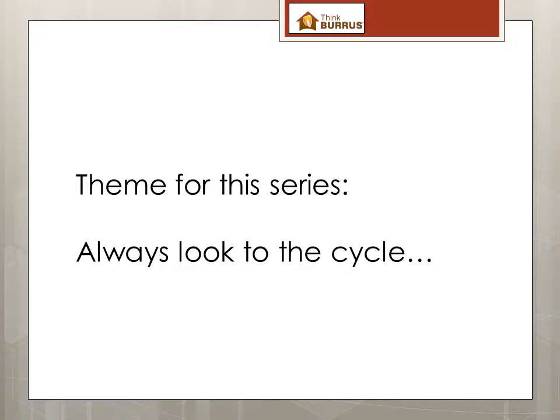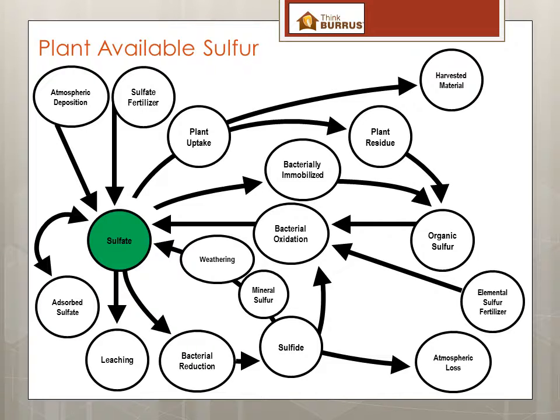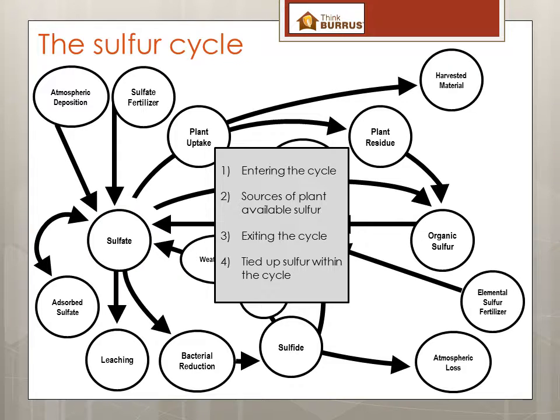Our theme for the series remains the same. It's always look to the cycle. The reason we say that is many of the questions we have with sulfur can be answered very simply if you just look at the soil sulfur cycle itself. This is that cycle we just alluded to. You can see sulfate is highlighted in green. There's a bunch of different pieces to that cycle, but sulfate is highlighted because the plant primarily takes in its sulfur as sulfate, this negatively charged molecule. That's going to be really important to our discussion today.